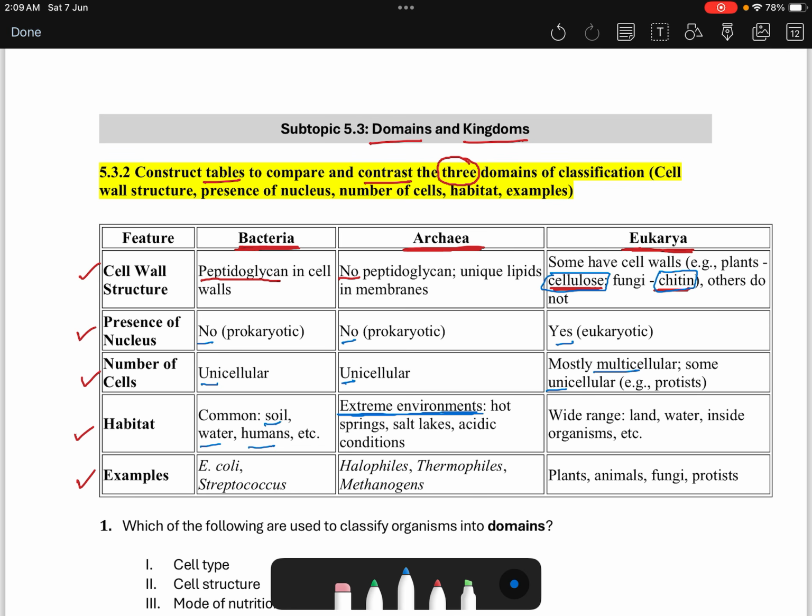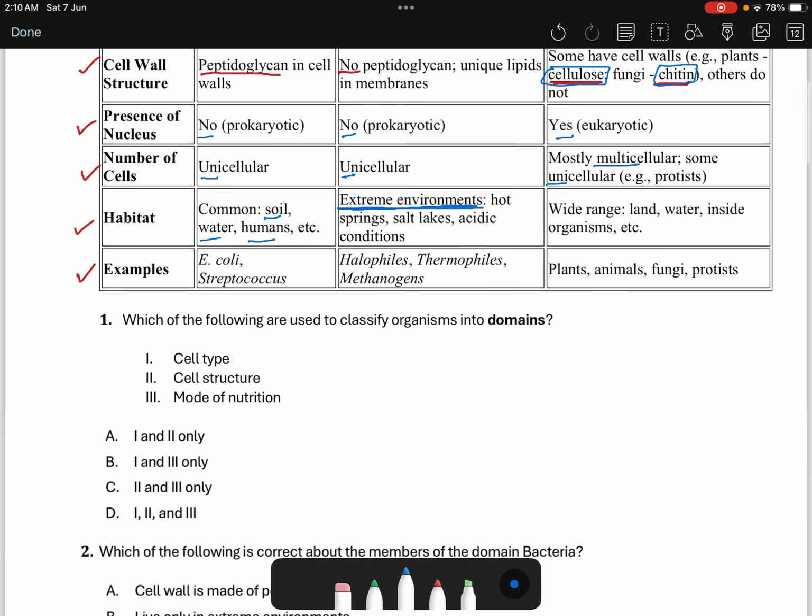Examples: E. coli, thermophiles, halophiles, and methanogens, and plants, animals, fungi, and protists. And these are four kingdoms. We will see them later. These are the four kingdoms of the eukaryotes.